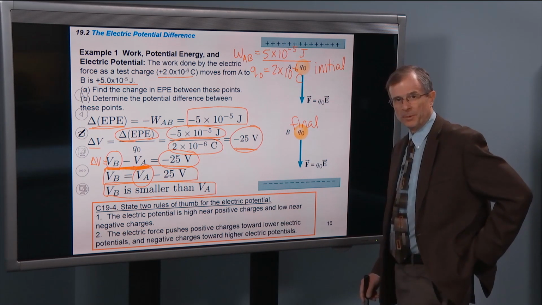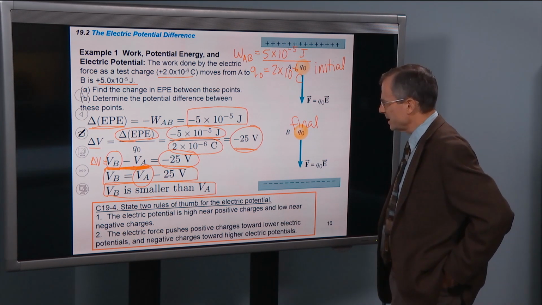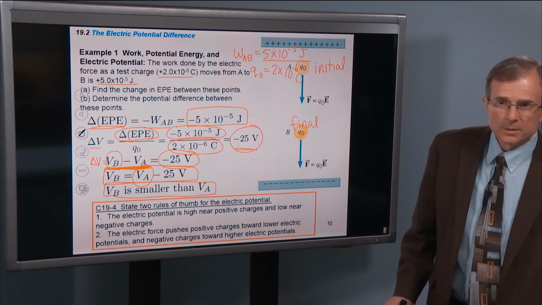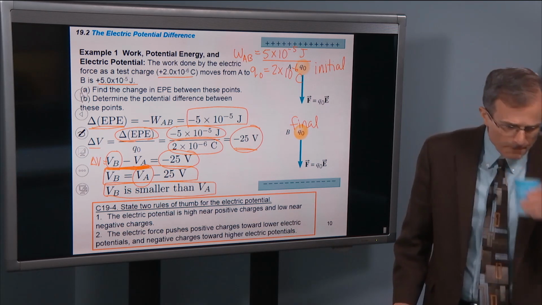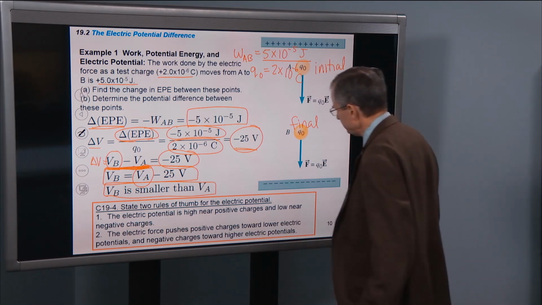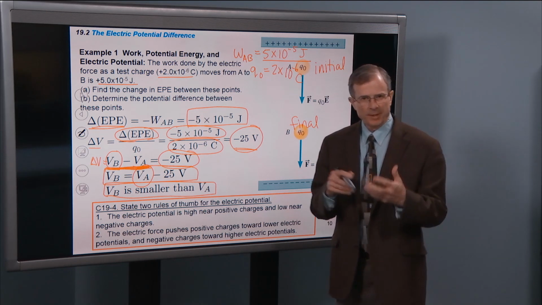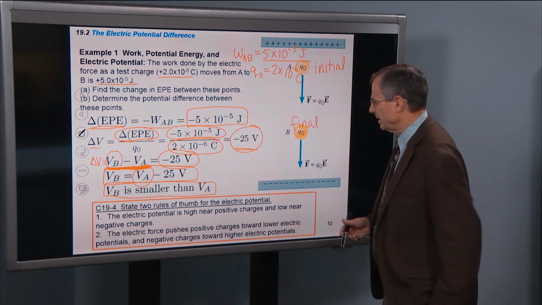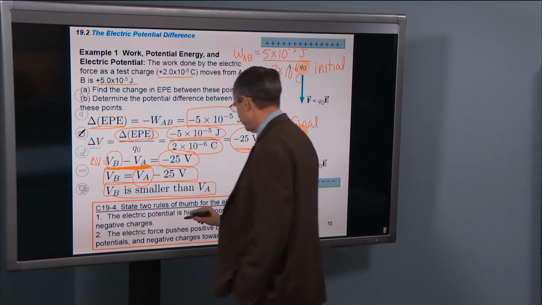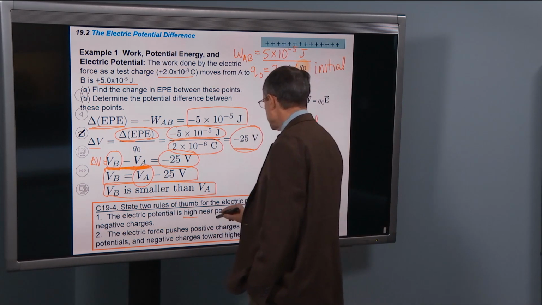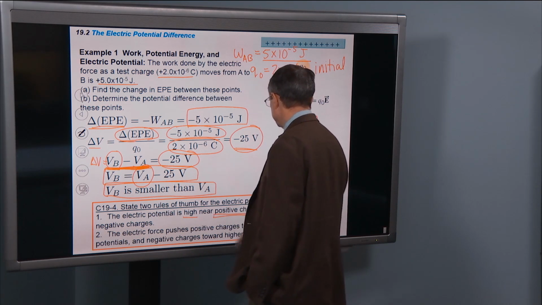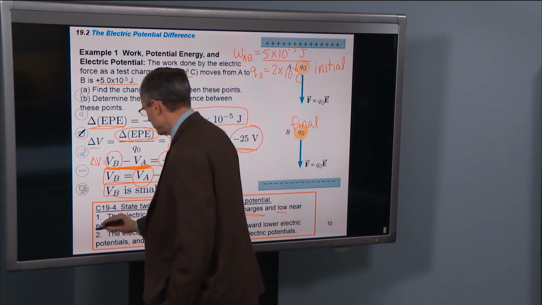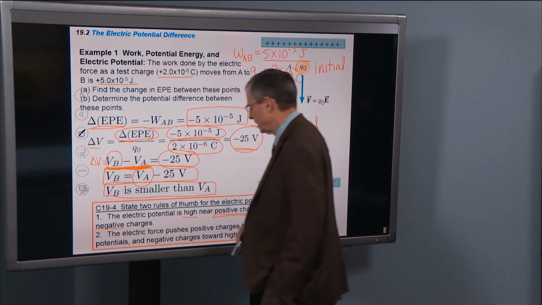19-4, so we're moving right along with these concepts. State 2 rules of thumb for the electric potential. So here, we're going to start to develop some intuition about how the potential works. The electric potential is high near positive charges and low near negative charges. How so?